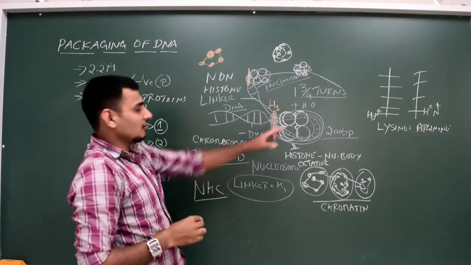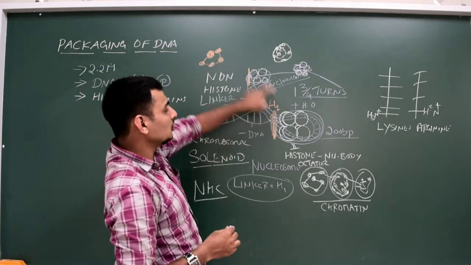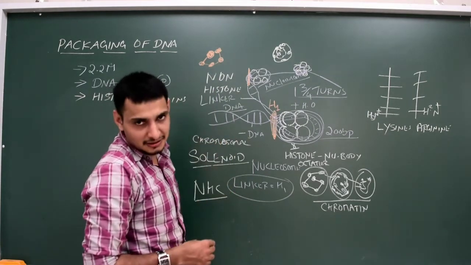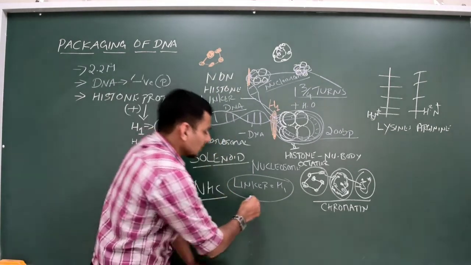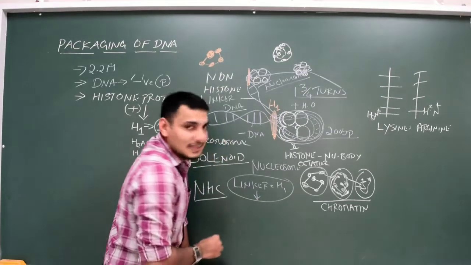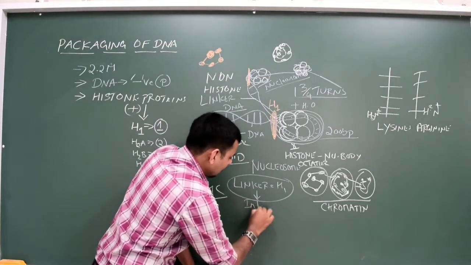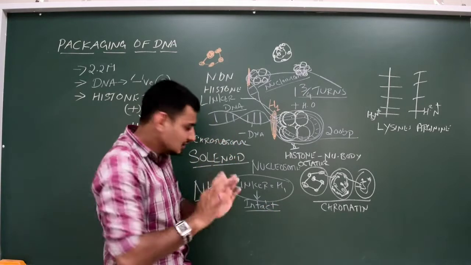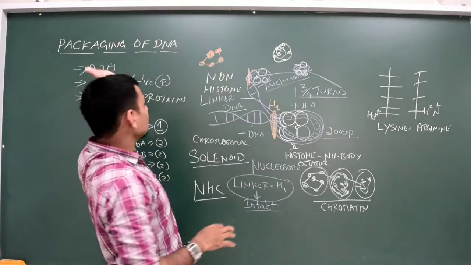Don't get confused with the linker DNA. Linker DNA is different. That is the DNA present between two nucleosomes. This is only linker. Got it? What is the function of this H1? It keeps the DNA intact. It just holds the DNA tight. That's it. So this is all about the packaging of DNA.